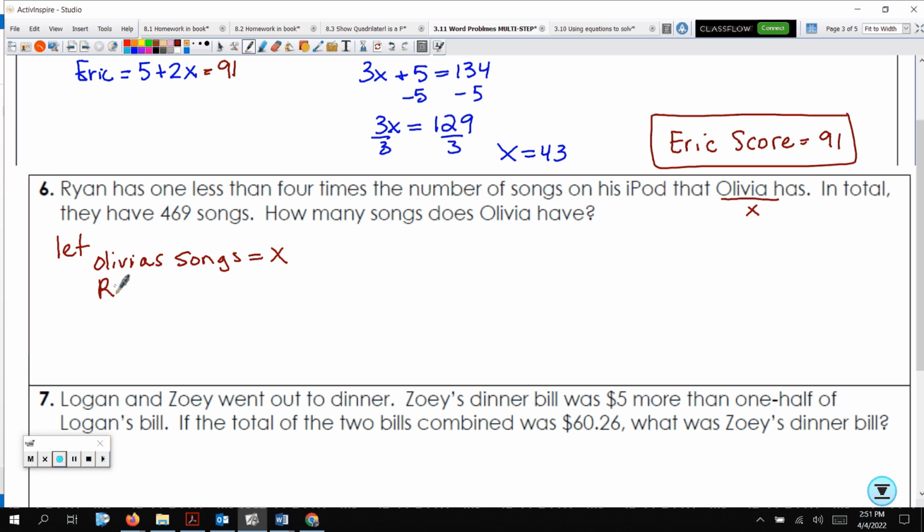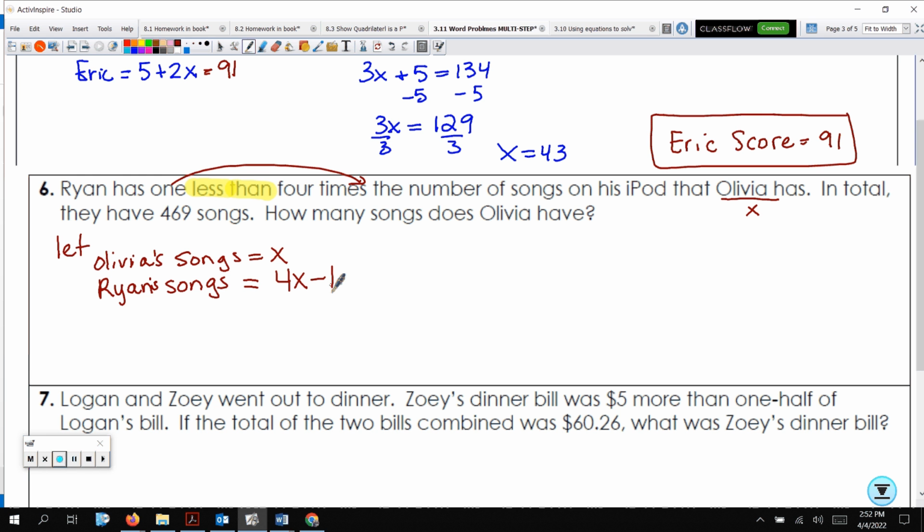Okay, so we know we're talking about Ryan. Ryan's songs. All right, Ryan has one less than 4 times. Remember, less than is a turnaround phrase. Ooh, that's not a nice color. Don't you like it? Less than. That means I have to subtract 1 after I do the 4 times. Right? So 1 less than 4 times. So 4 times looks like 4x. 1 less than that. Boom.